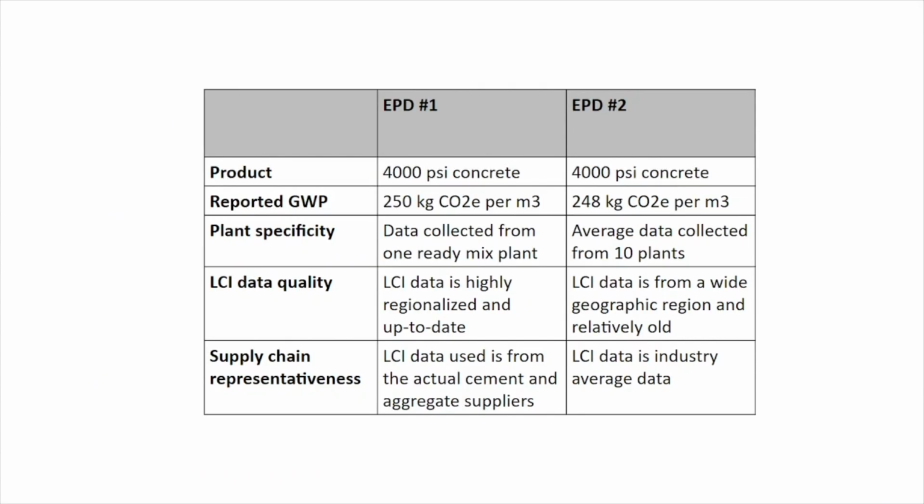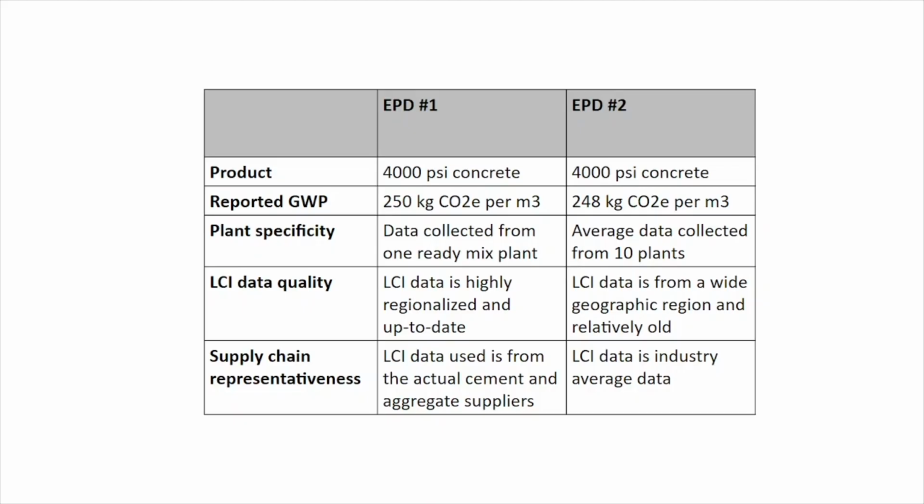Consider the two hypothetical EPDs shown here. Both are for 4,000 psi concrete. EPD number 1 reports a GWP of 250 kilograms of carbon dioxide equivalent per meter cubed, while EPD number 2 reports a GWP value of 248 kilograms of carbon dioxide equivalent. Thus, upon first glance, it might appear that EPD number 2 is the lowest carbon option.